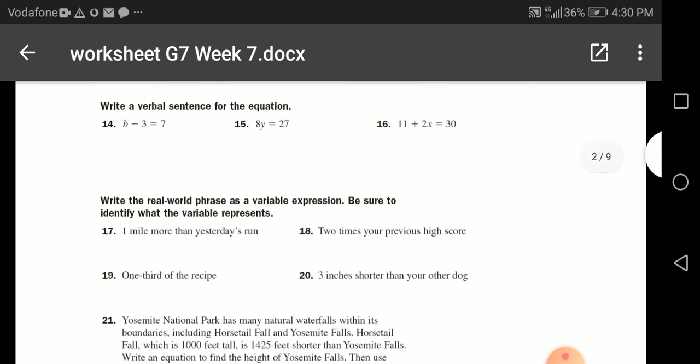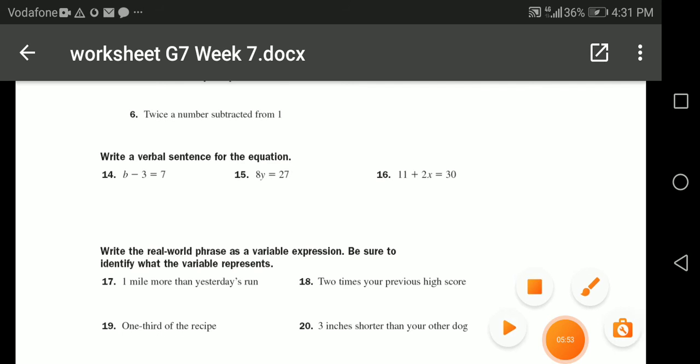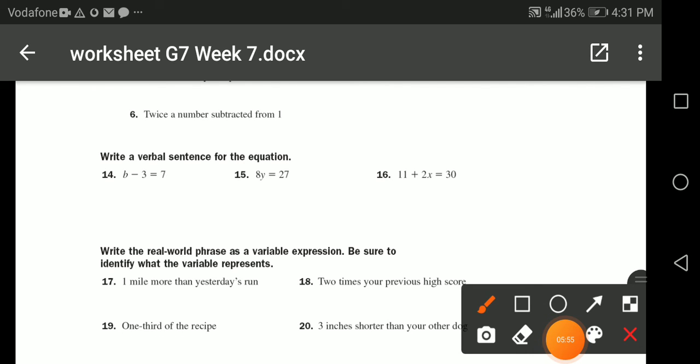Write a variable sentence for the equation here. Let's see. b minus 3 equals 7. How can I write it? What do you think, guys? So I can say here a number b decreased by 3 is 7.